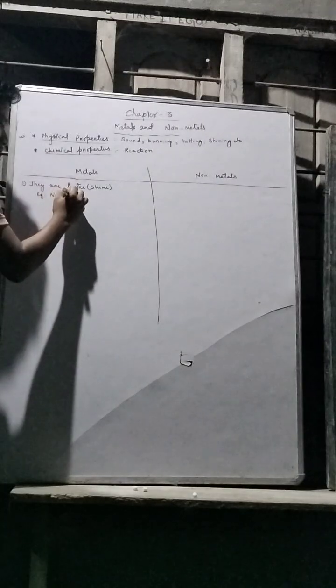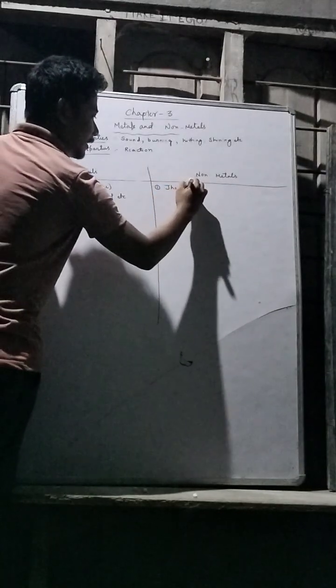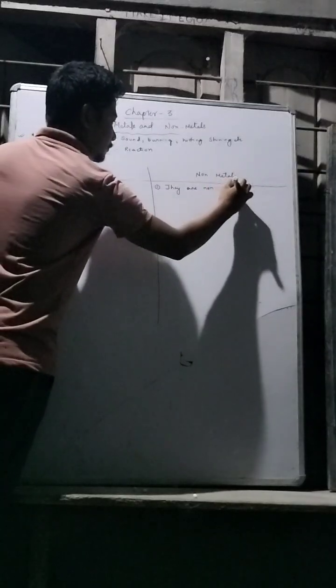Like for example, sodium, potassium, calcium, magnesium, aluminium, etc. So metals shine, but non-metals do not shine. So they are non-luster. But there is one exception. In metals, there is one metal which does not shine. Okay? It shines a little bit, but still we put it in the exception. Not mercury, it is lead, Pb.